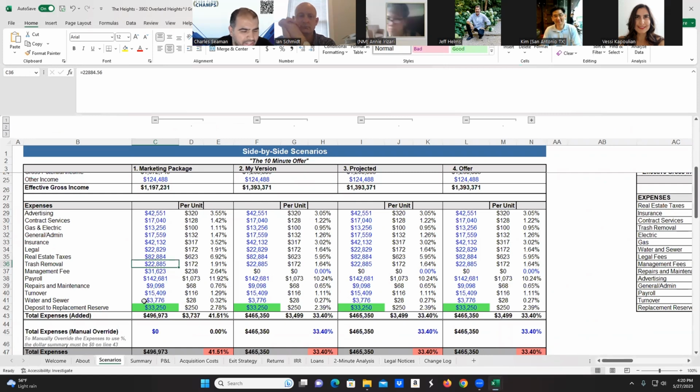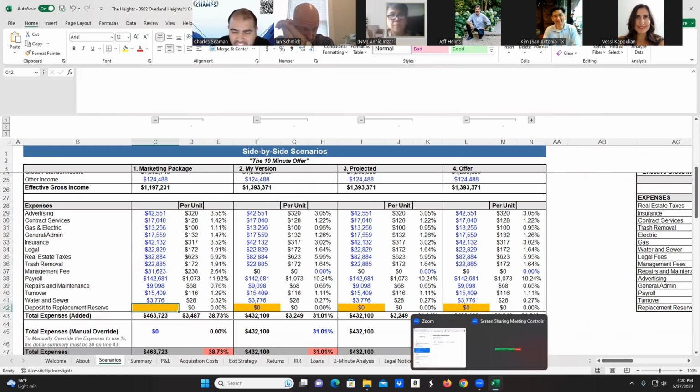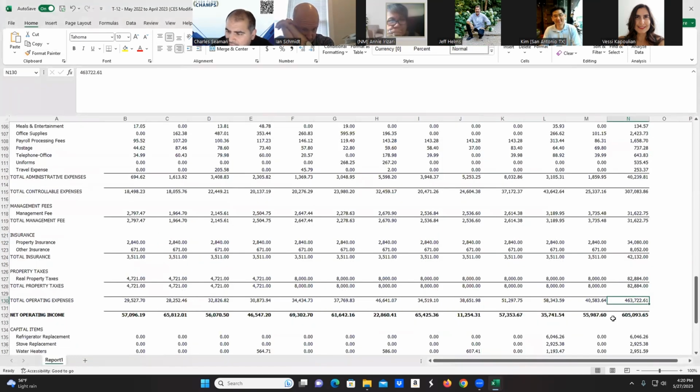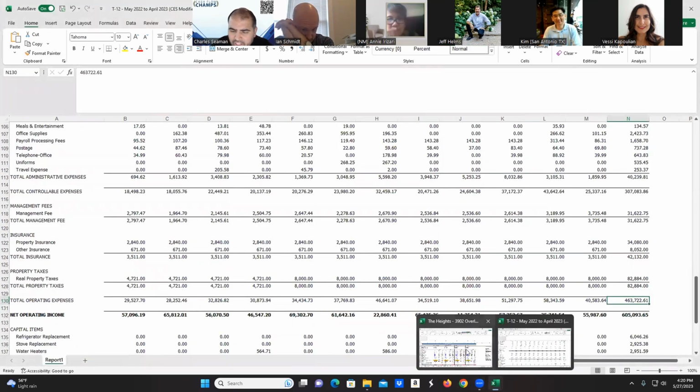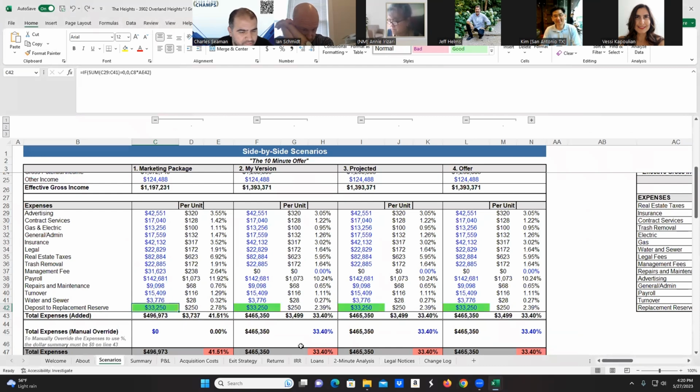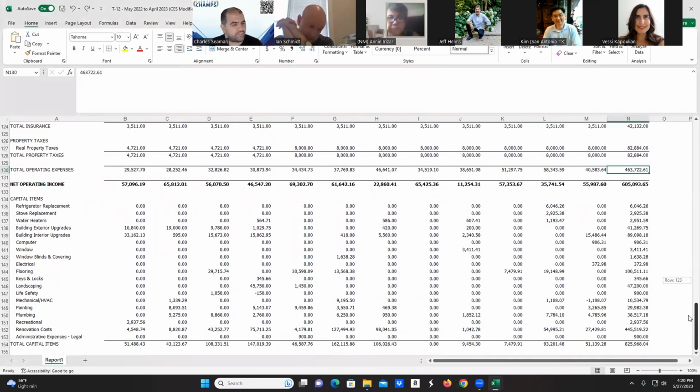So same way we did on the income, we want to make sure that our expense numbers prove out. We're at $463,723. And that matches up to what we have on the T12. So we're in good shape with our expenses. Okay, so now next thing we'll do is we'll dive into the OM and we'll go through that.